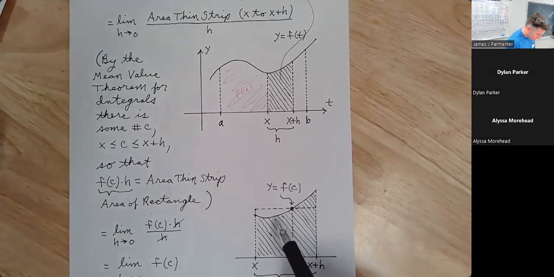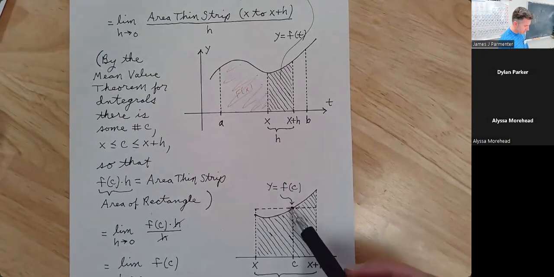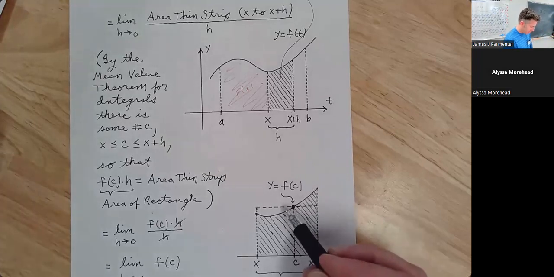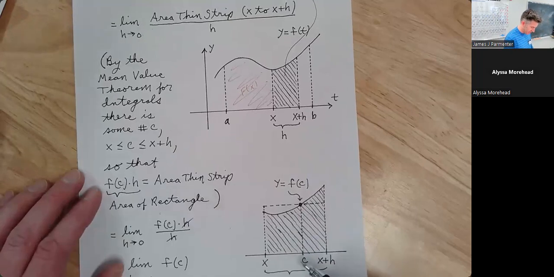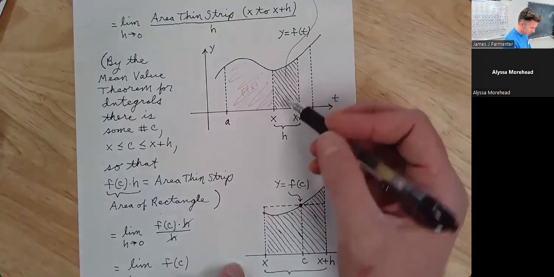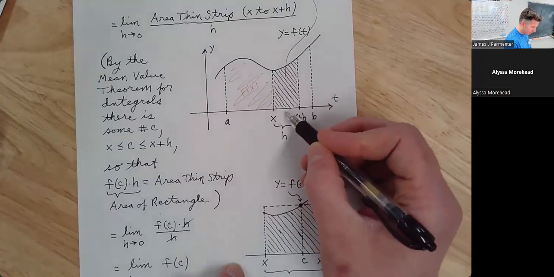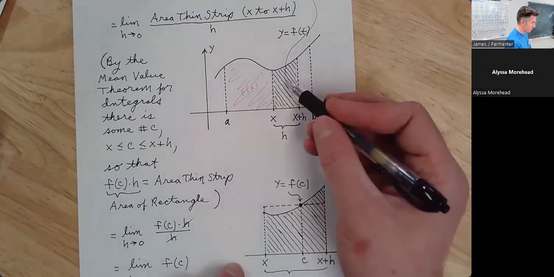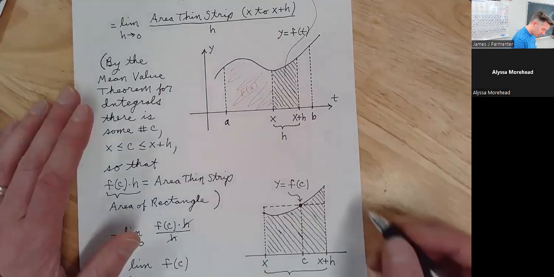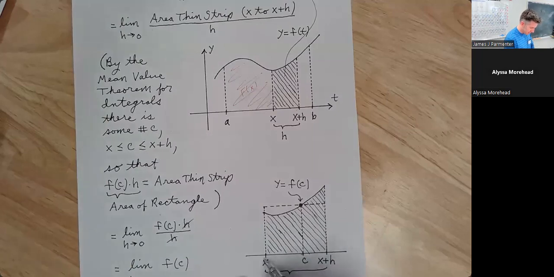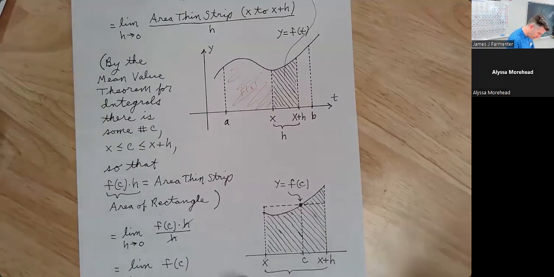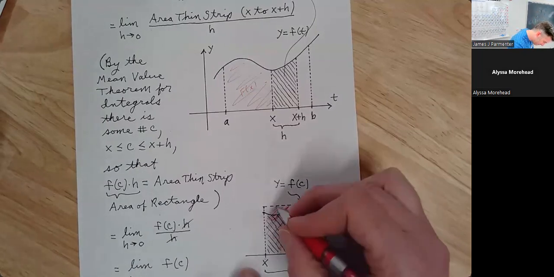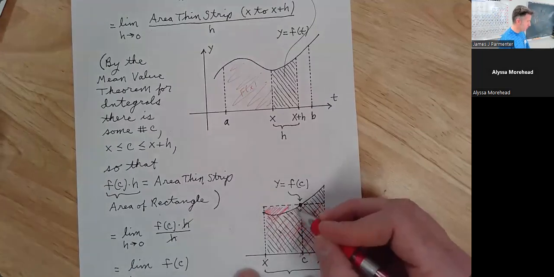Basically, the idea here is that there's got to be a point where the area of f of c times h, so this thin strip, there's got to be some point in between x and x plus h where the height at that point times the base is equal to the area there. I'm going to say that again. There's got to be some point c between x and x plus h where the area of this rectangle is equal to the area of the shaded region in black.